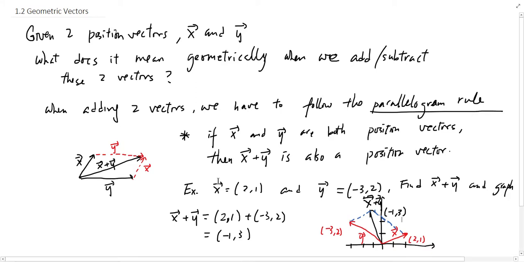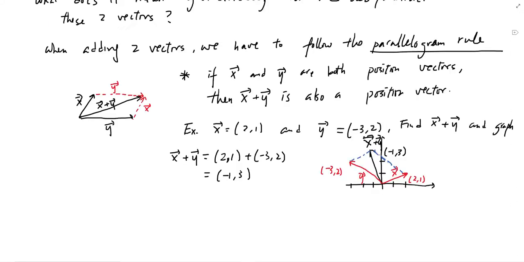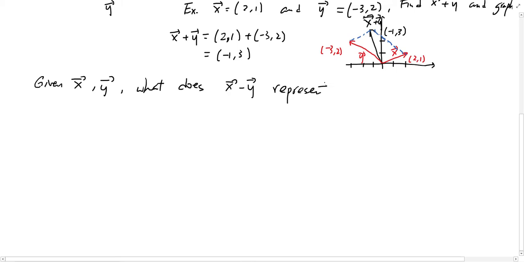So next, what would happen if I subtract two vectors? When you subtract two vectors, it's very interesting, because there are basically two ways to interpret it. Oh, sorry. All right, there you go. There are basically two ways to interpret what happens when you subtract two vectors, really depending on how you want to interpret it. So let's say given vector x and vector y, what does vector x minus vector y represent geometrically?